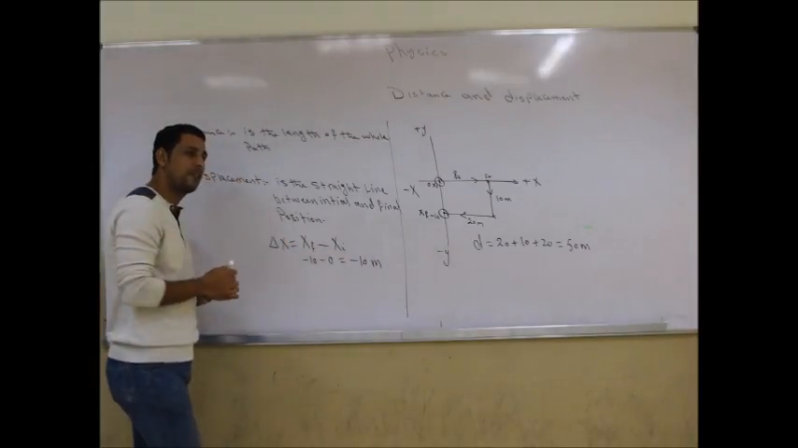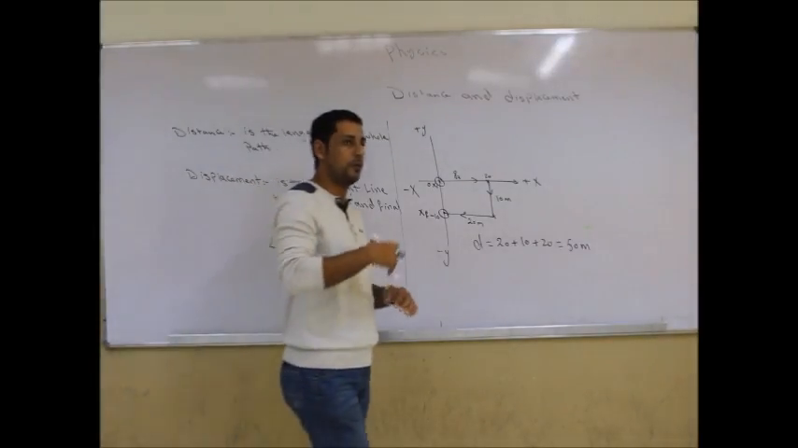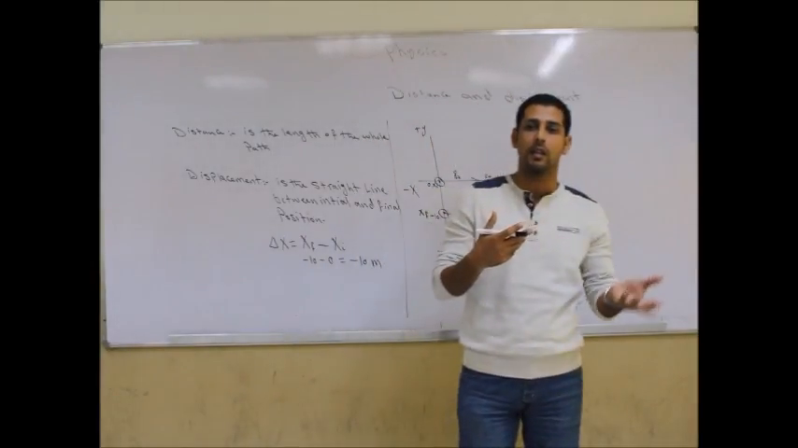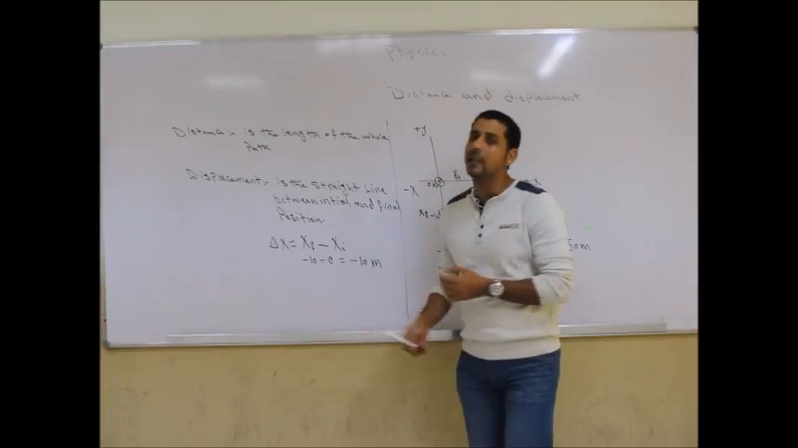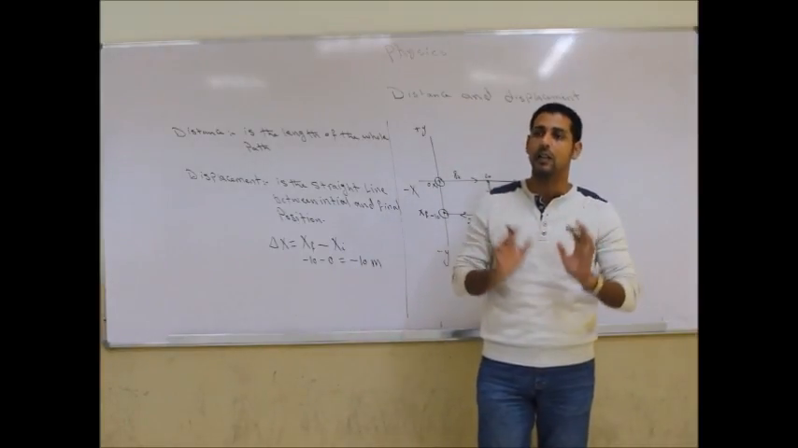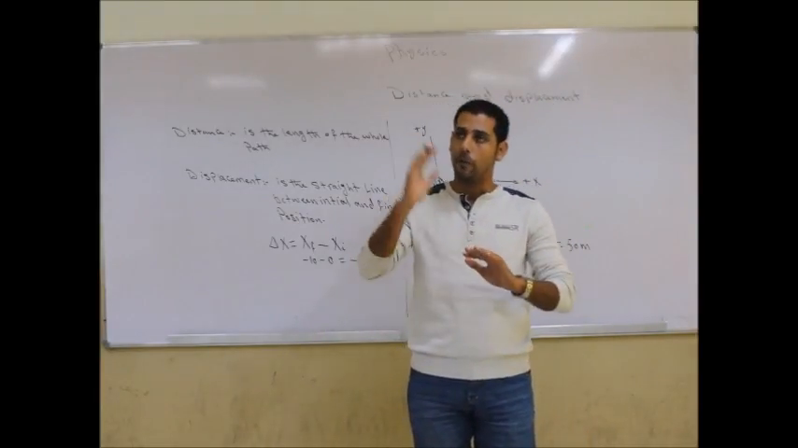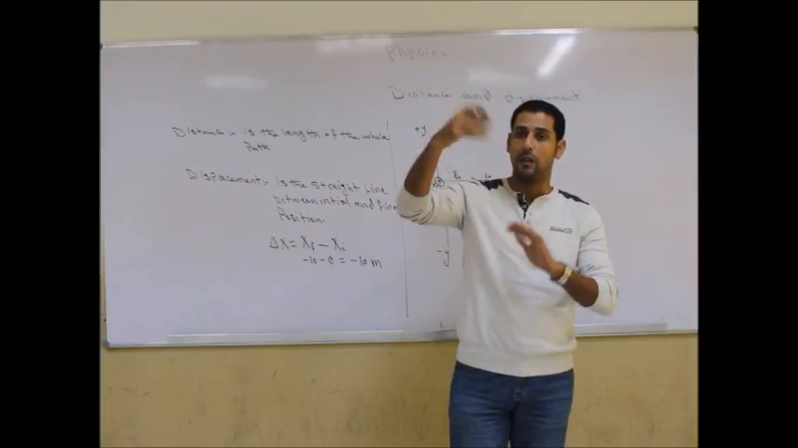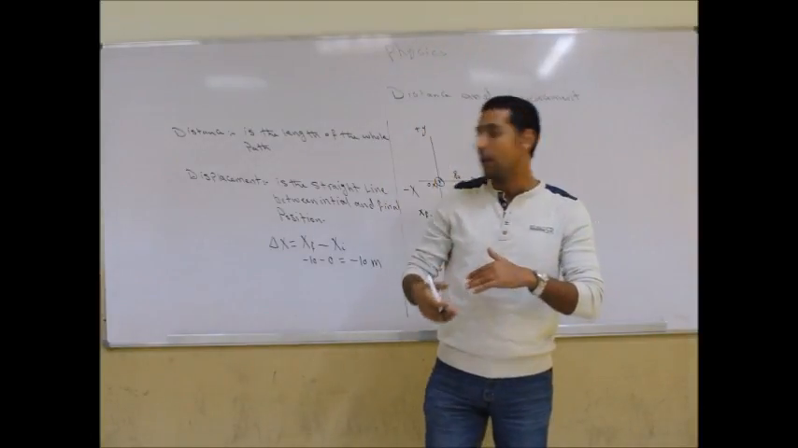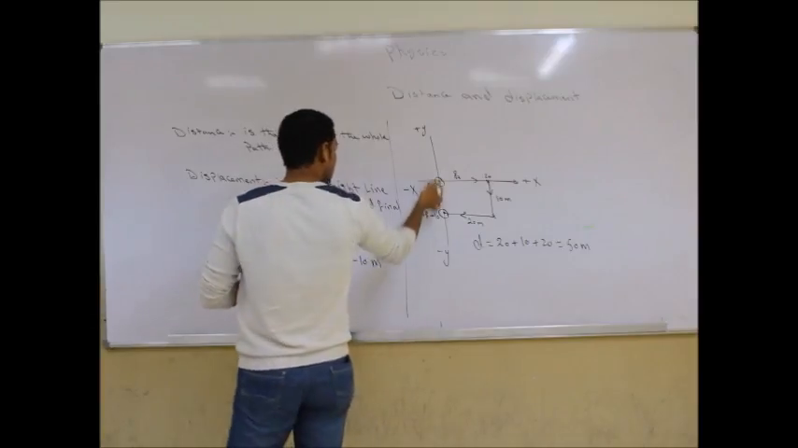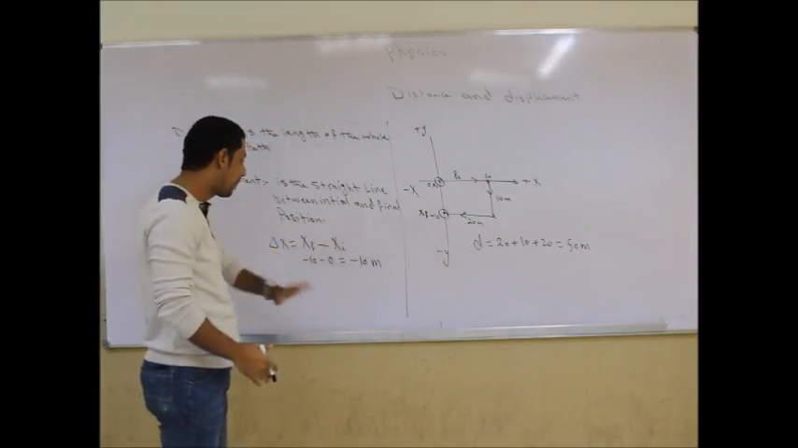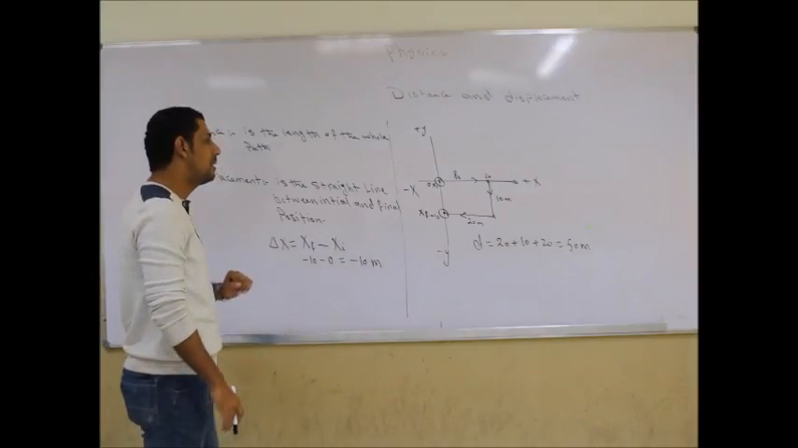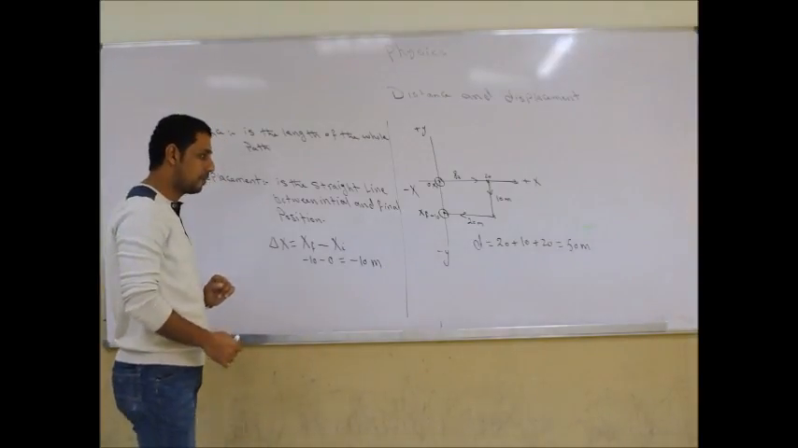Negative here doesn't mean value. For example, if another displacement is positive 10, it doesn't mean positive 10 is greater than negative 10 in value. Negative here just means direction. Positive 10 as a displacement means up, and negative displacement means down, or positive means to the right and negative means to the left. So this is the difference between distance and displacement.